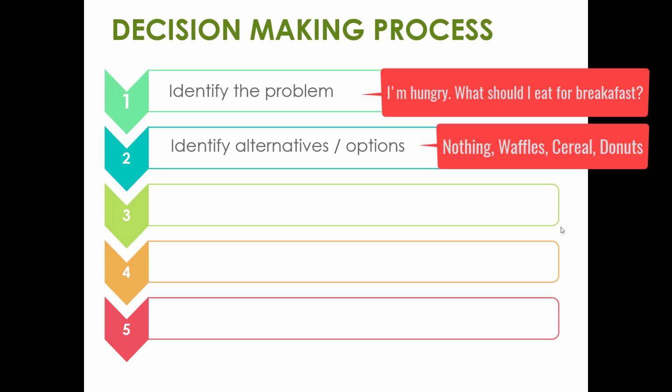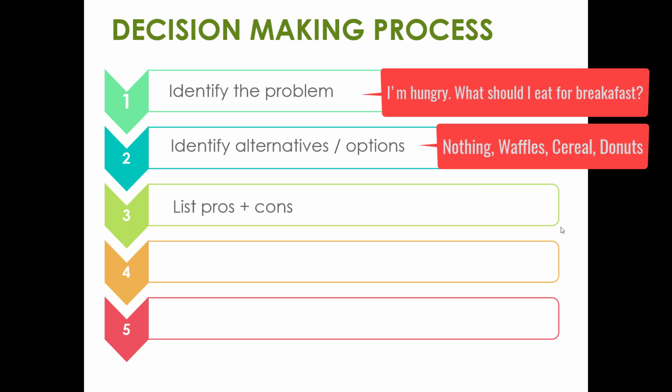So number 1 is that I could always not do this, or it could be nothing. So I could say, I'm going to skip breakfast and not eat it. Maybe I want pancakes, or I could have cereal, or I could have waffles, or I could have donuts. So I've identified a bunch of alternatives or options. I could go on and on.